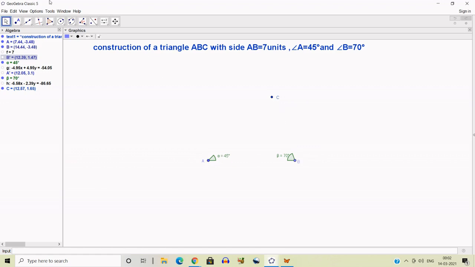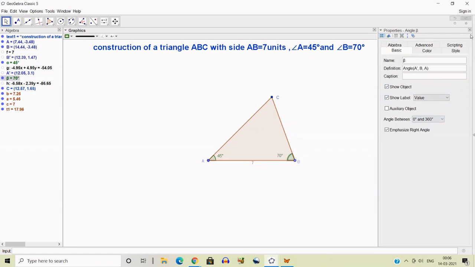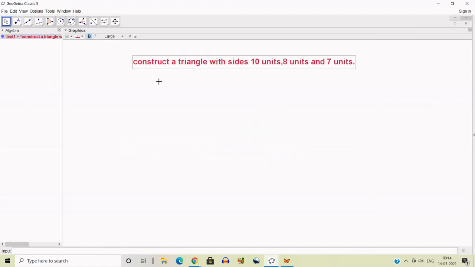So we will draw a polygon over here, that is A, B, C and then again A. So we get the required triangle whose one side AB is 7 units. Now if we don't want these labels on A and B, we can remove them. So students, this is our required triangle, which is a solution of this statement. Let's have one more example. Now we construct a triangle with sides 10 units, 8 units and 7 units.